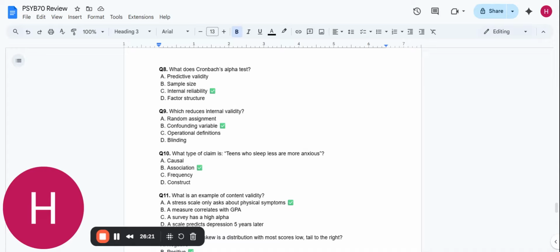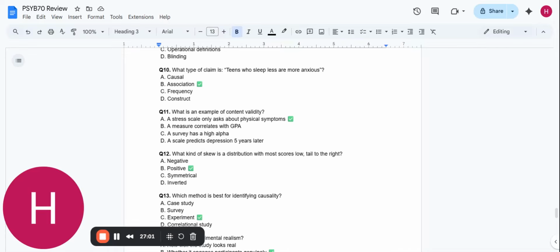Question number 9. Which reduces internal validity? Confounding variables are the extra variables that mess things up, making it very unclear what caused what. It's like a third or fourth or some extra variable coming in, which we are not considering, and that's a confounding variable, which can be a threat to internal validity. Random assignment actually helps internal validity, and number C, operational definition, and number D, blinding, help us with clarity and control, but they are not related that much to internal validity, and they're not a threat to it as much as a confounding variable.